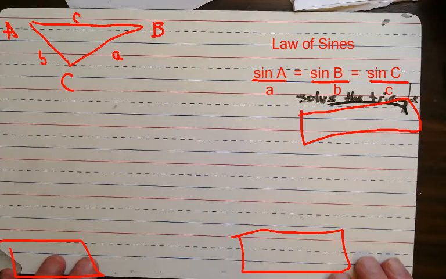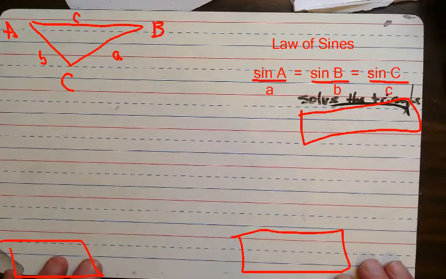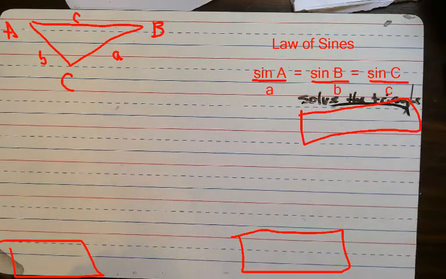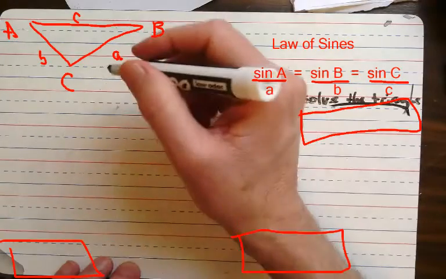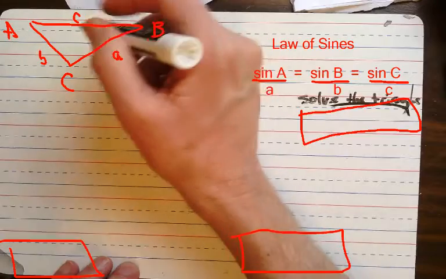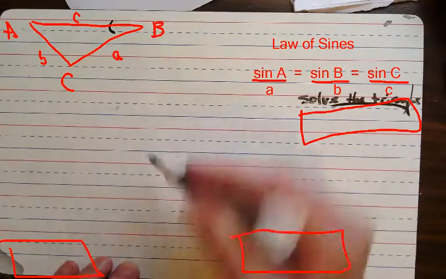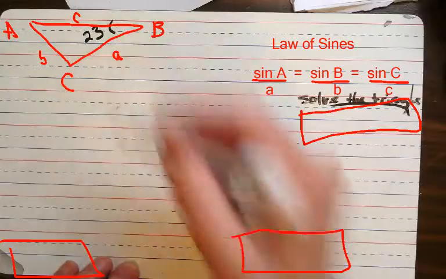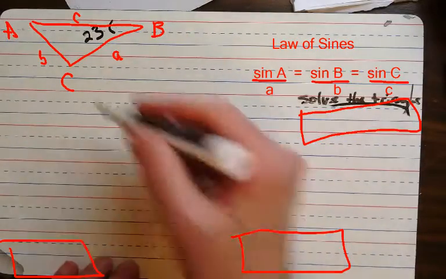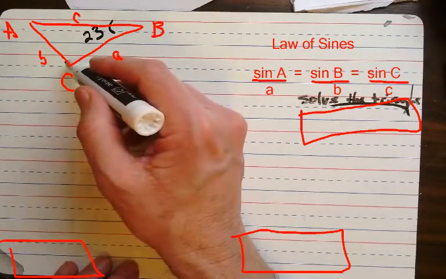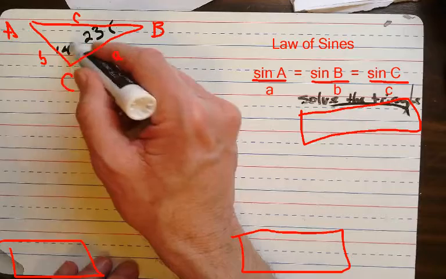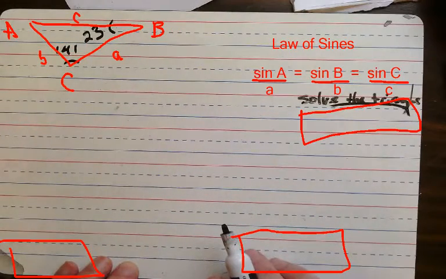Okay, so I've got my triangle there. Let's do one like this. So I have angle B is 23 degrees. So this angle right here is 23. And then the big angle down here is 141. Can I get that in there? 141. Boy, that's a big angle, 141.